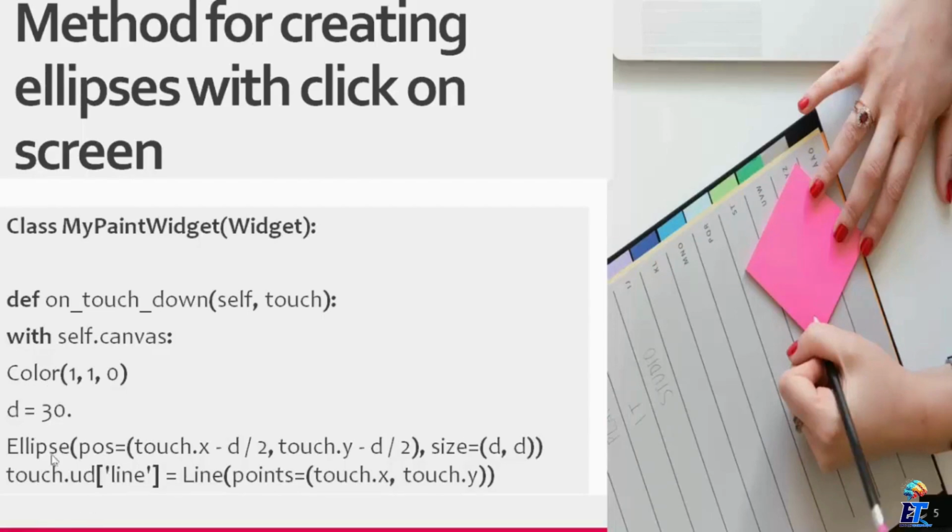Lastly, we'll define the method for creating the ellipses on the screen, which is providing ellipse. Inside that, we'll provide the position as touch.x minus d by 2 and touch.y minus d by 2, followed by we'll provide the size as d comma d, which is 30 comma 30, and we'll use the touch.ud, and inside the brackets we'll provide line equals to Line of points equals to touch.x comma touch.y. So we have defined the method for creating ellipses with a click on screen.